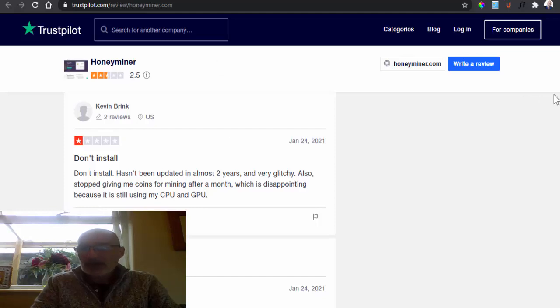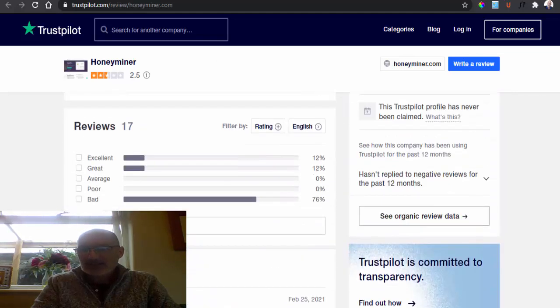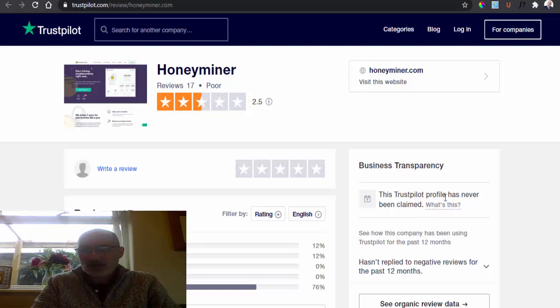With the Honeyminer, this one has yet to be claimed by anybody. So again, that does set a little bit of alarm bells, because they're obviously not worried about these poor reviews. Obviously, this is down to you guys. Remember, you can make that decision whether you're going to download Honeyminer to your computer. I personally am going to stick with my Honeygain.